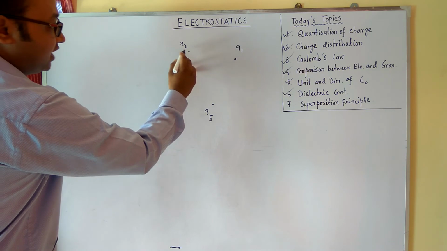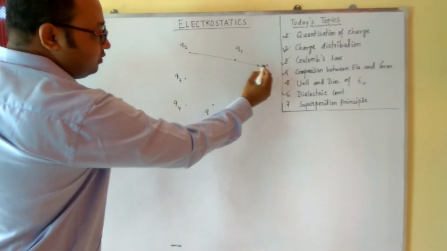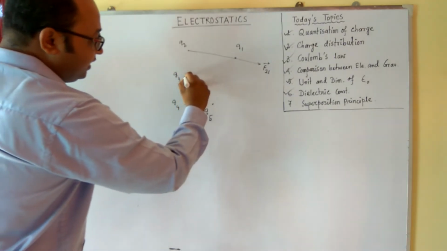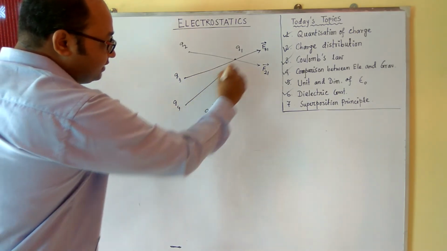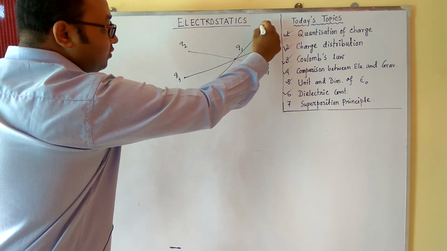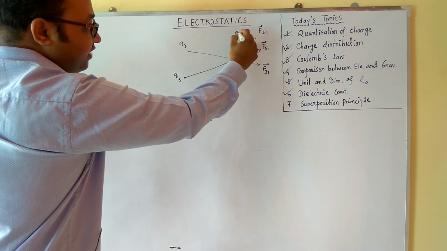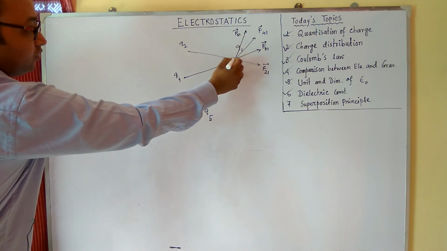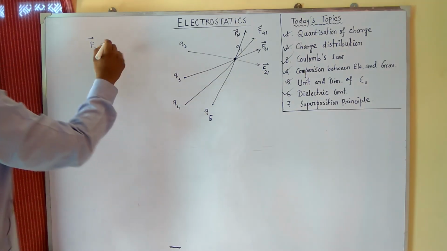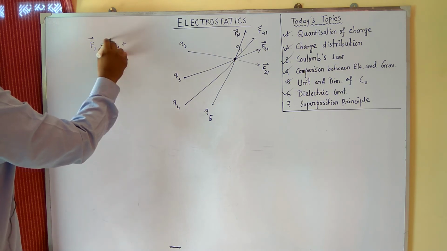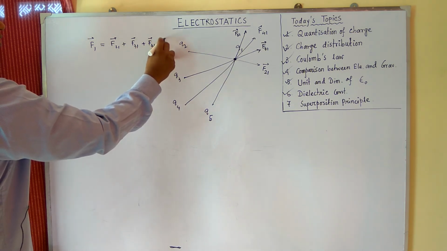The force on Q1 due to the charge Q2 is along this direction, which is written as F21. Similarly, the force on Q1 due to the charge Q3 is along this direction, which is F31. Similarly, the force on Q1 due to the charge Q4 is along this direction, which is F41. Similarly, the force on Q1 due to the charge Q5 is along this direction, which is F51. So the net force acting on the charge Q1, F1, is equal to the vector summation of all the individual forces acting on Q1, that is F1 is equal to vector F21 plus vector F31 plus vector F41 plus vector F51. This is the superposition principle.